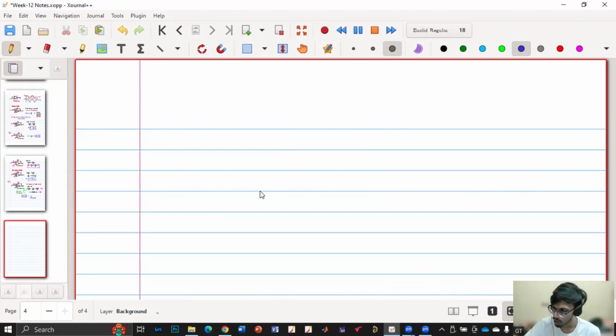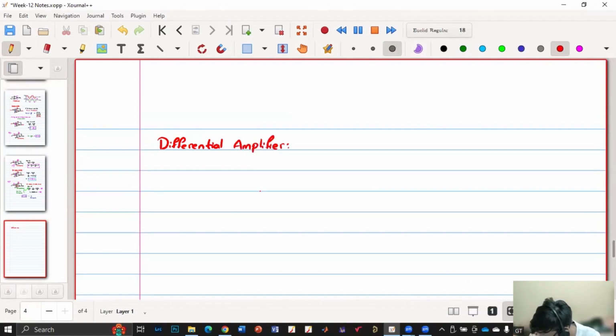Okay, so now we'll discuss another important topic, which is the differential amplifier. A differential amplifier means it will amplify the difference between the input terminals. So the circuit is something like this: minus, plus.